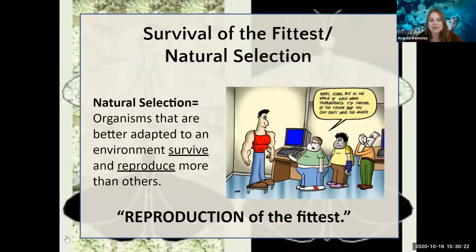And so really you can think about it as reproduction of the fittest, because really what we care about is how many babies you have. Grandma was right all along, and life is really all about having babies. But the goal of organisms is to pass on their genes. And so according to natural selection, the mechanism by which evolution is happening, organisms that are better adapted to an environment survive and reproduce more than others. So we're really talking about reproduction of the fittest.